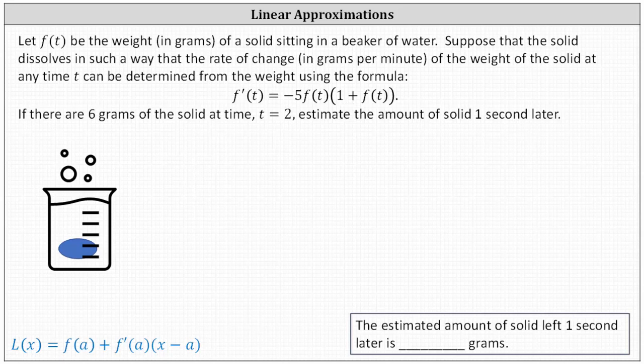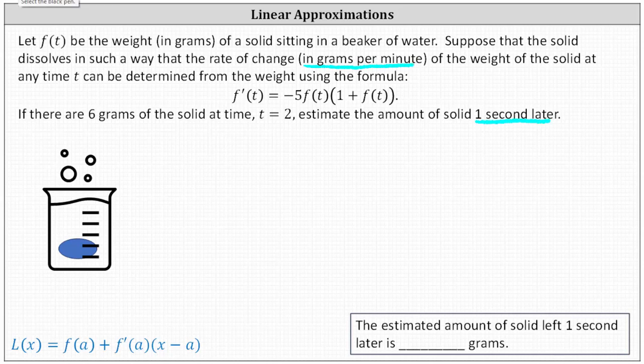If there are 6 grams of the solid at time t equals 2, which means 2 minutes, estimate the amount of solid 1 second later. We need to be careful here because notice how we're making an estimate of the amount of solid 1 second later when the rate of change formula will give us the rate of change in grams per minute.